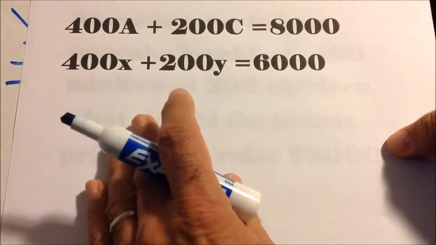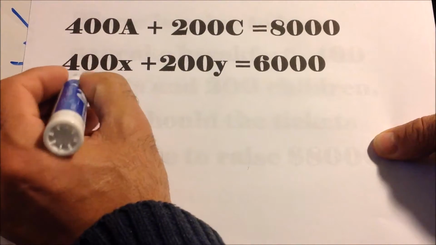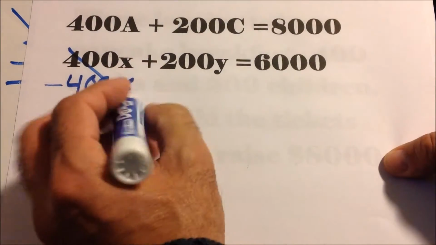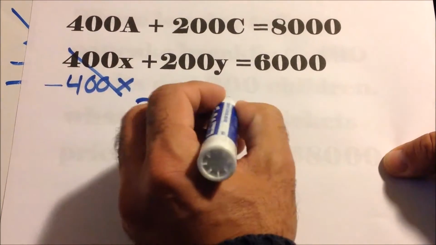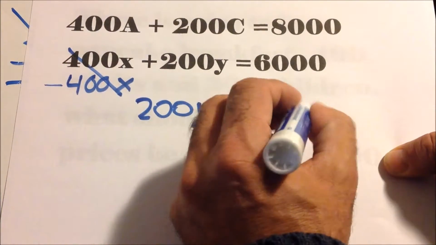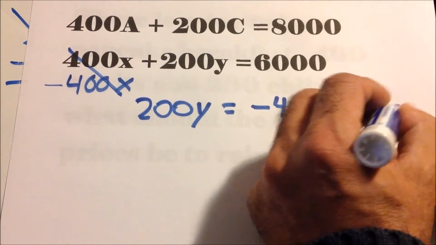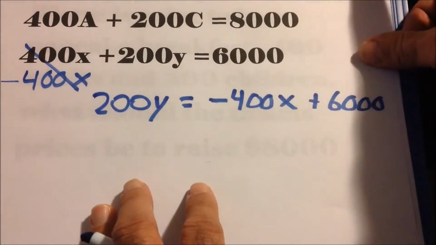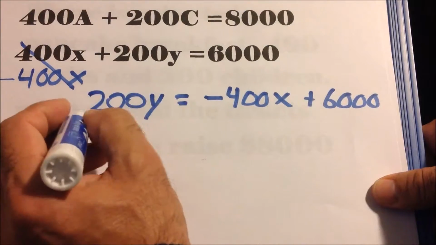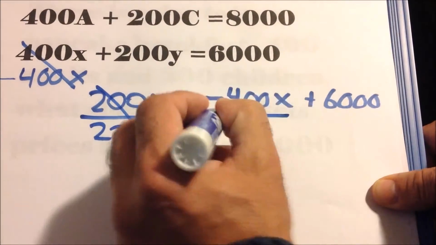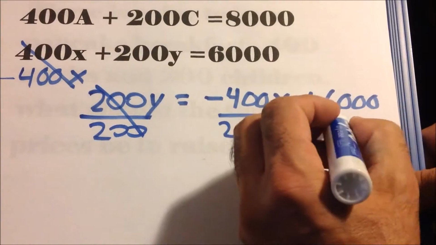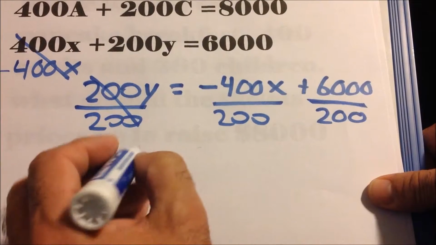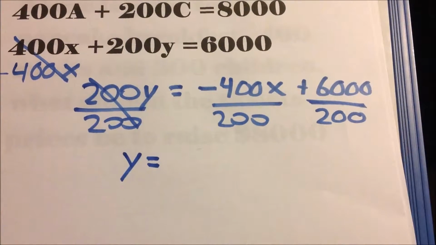So let's get the y by itself. Let's minus the 400x. Whatever we do to one side, we do to the other. So I'm going to have 200y equals minus 400x plus 6,000. Bring that over. Now the y is not by itself again, so I have to divide out the 200. I'm going to divide that by 200, and we're going to divide this by 200. So now y is by itself, and we're getting slope-intercept form.